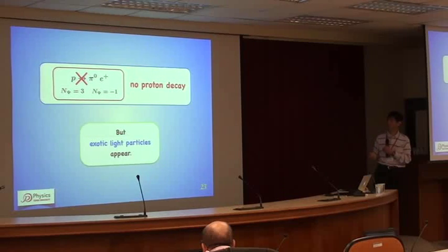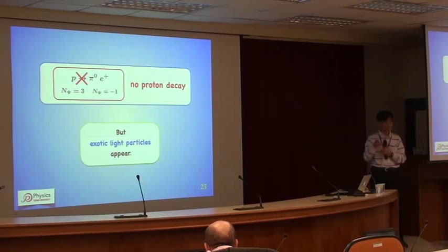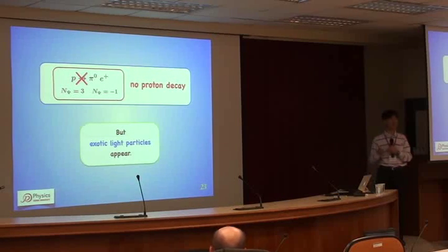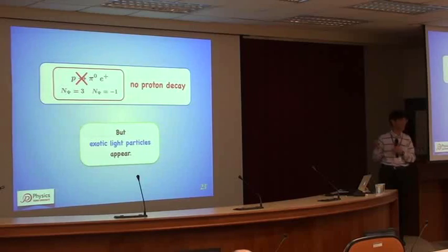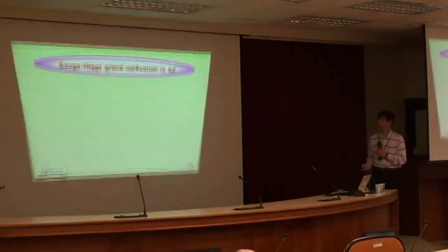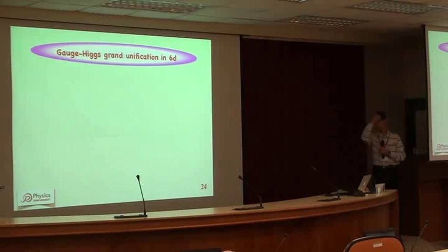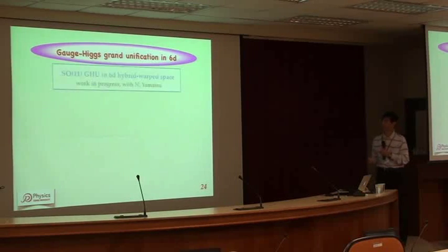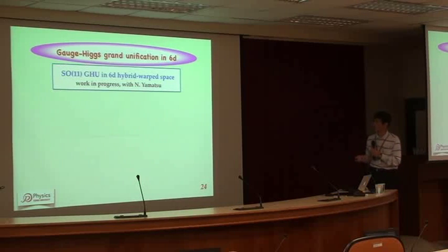However, it turns out this model has exotic light particles, like an exotic particle which has a charge of -2/3 and +1/3, and a +1 lepton and so on. Actually, we found that this is unavoidable. And so, to cure this problem, we concluded that you have to go to six dimensions. In the five-dimensional theory, it's not possible. And a couple of words actually. This is SO(11) gauge-Higgs grand unification in the hybrid warped space.